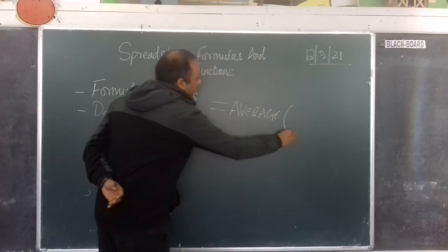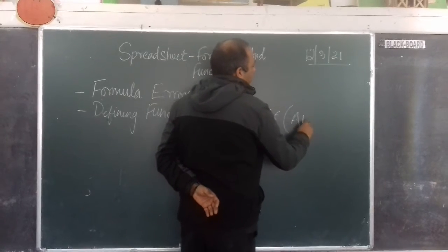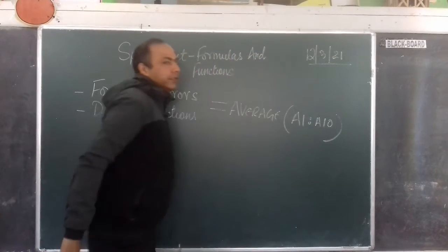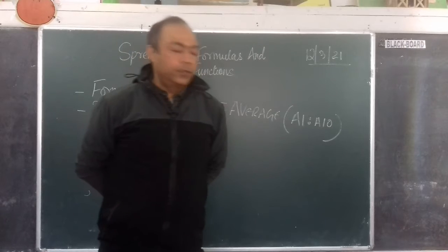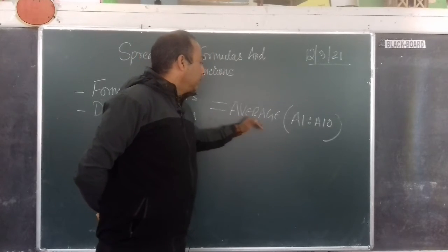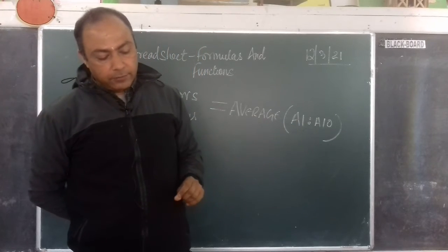Then we have to specify the range of the cells. So average of what? Average from A1 to A10. So we need to specify the range. Functions work with a range of cells. So this is the equals to operator, this is the name of the function and this is the argument. Without an argument the function will not work.